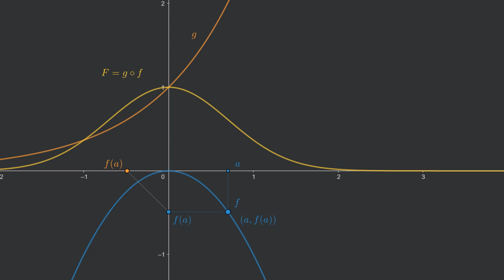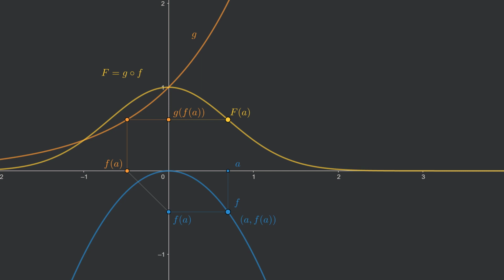Following the chaining process, we next let the function g throw the value f of a onto the y-axis, thus obtaining the value g of f of a. Now this value is the value of the composite function g after f for the value a. So if we want to draw a graph for this function, we have to draw that height over the point a, and that gives this point.